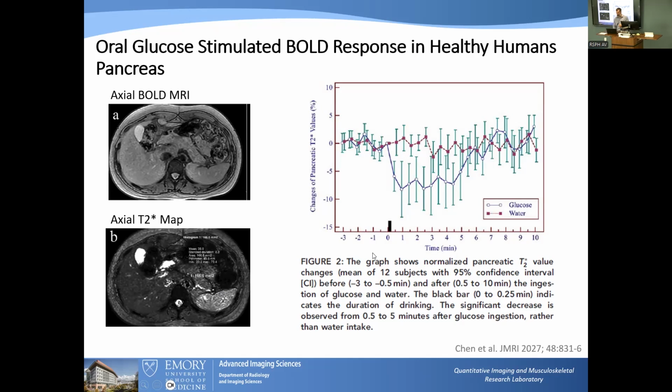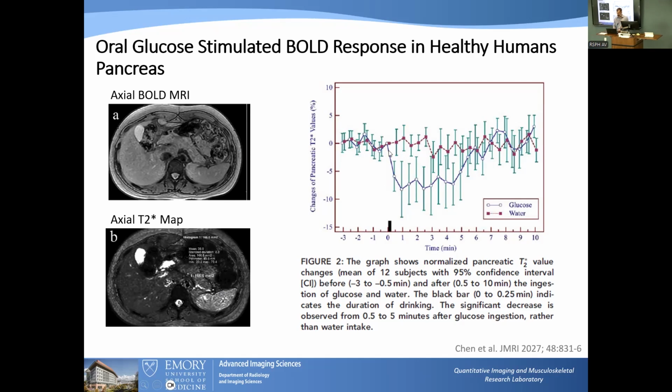But Chen et al. had actually performed an oral glucose-stimulated BOLD experiment in healthy individuals, where they had these individuals either drink water or a glucose drink while lying in the MRI, and then they would map T2 star of the pancreas dynamically after they ingested that bolus of glucose.